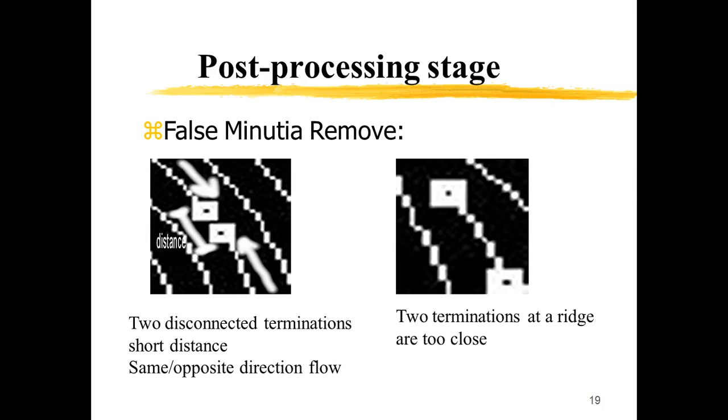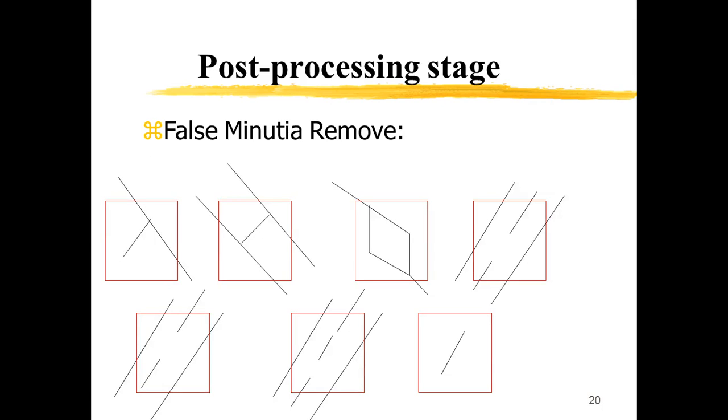One is to analyze the direction flow of the pixels, and when we see that two pixels have the same or opposite direction flow, we decide whether that is an actual disconnection or not. And when there are two pixels that are very close to each other, you may have false ridge detection. So these are the basic types of false minutiae possible.